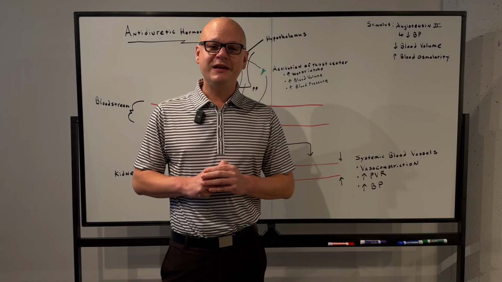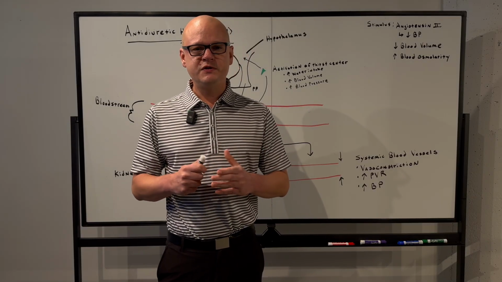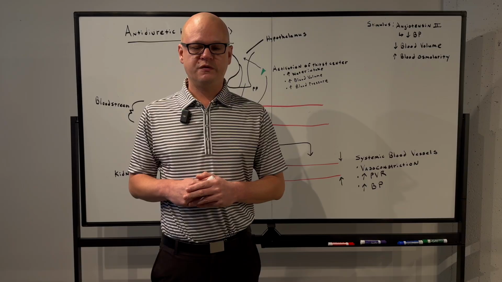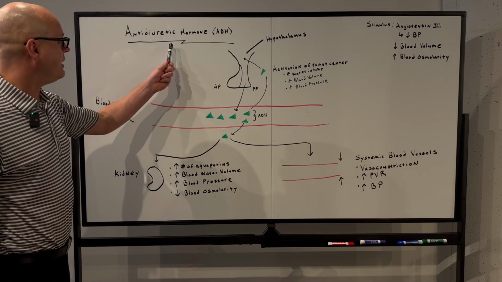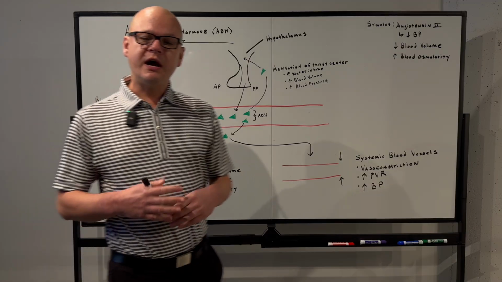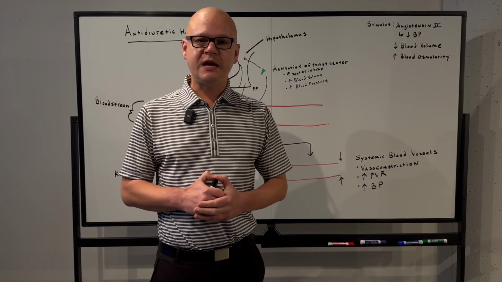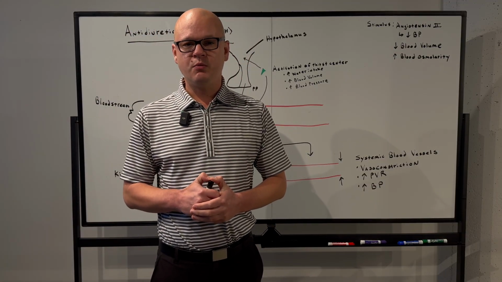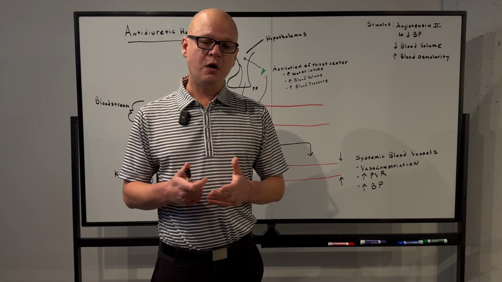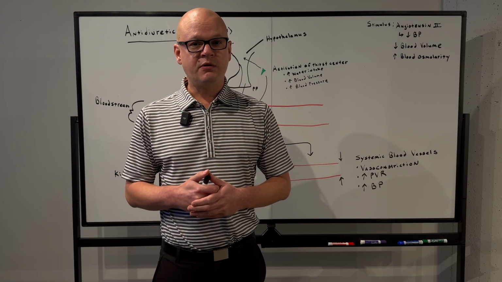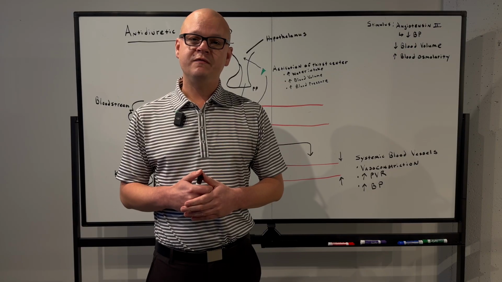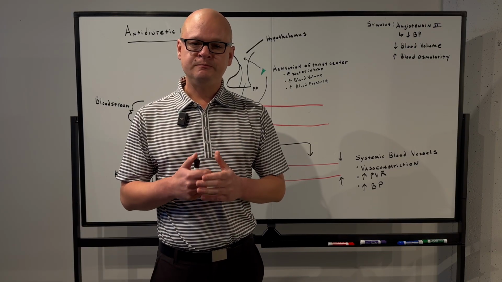Okay, antidiuretic hormone. First, let's take a look at the nomenclature for this hormone. So it is going to be considered antidiuretic. A diuretic is normally a substance that will make you excrete more urine. Alcohol and caffeine are examples of diuretics. Antidiuretic hormone is going to have the opposite effect.